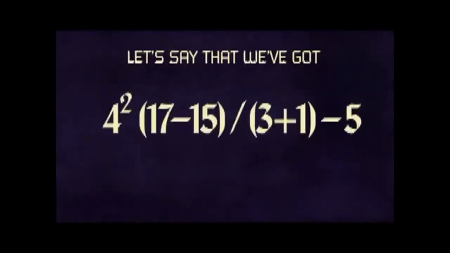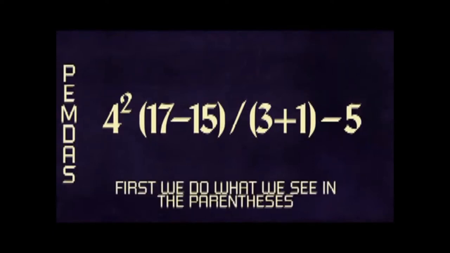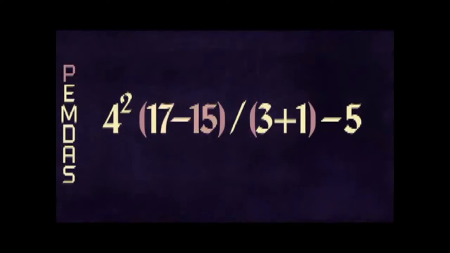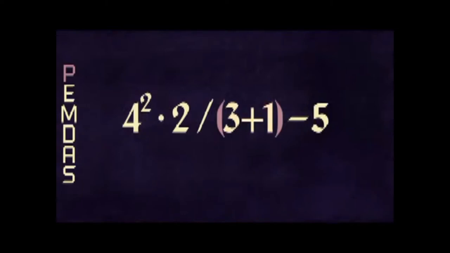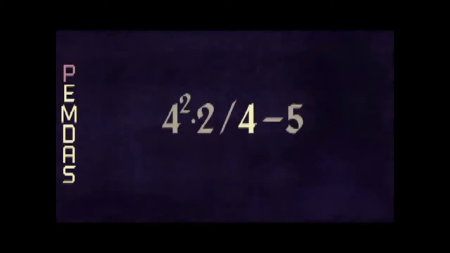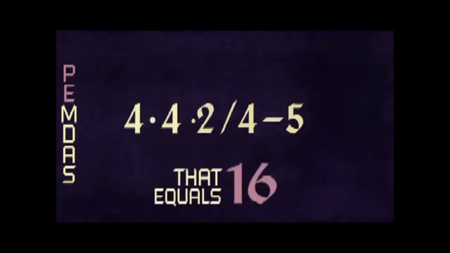Okay, okay, let's say that we've got this. Let's use PEMDAS, see what we accomplish. First we do what we see in the parentheses. 17 minus 15, that is 2 indeed. 3 plus 1, that is 4, yes I'm brilliant. Now, exponents is what we'll be dealing with. 4 to the second means 4 times 4, that equals 16. And yes, I am sure.